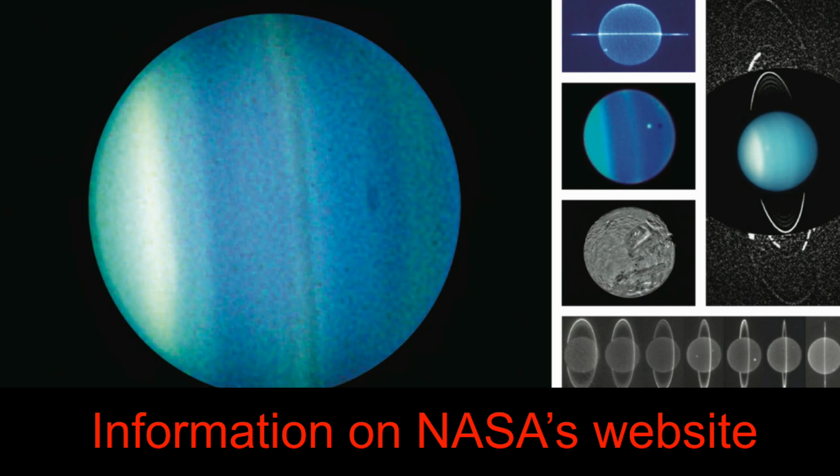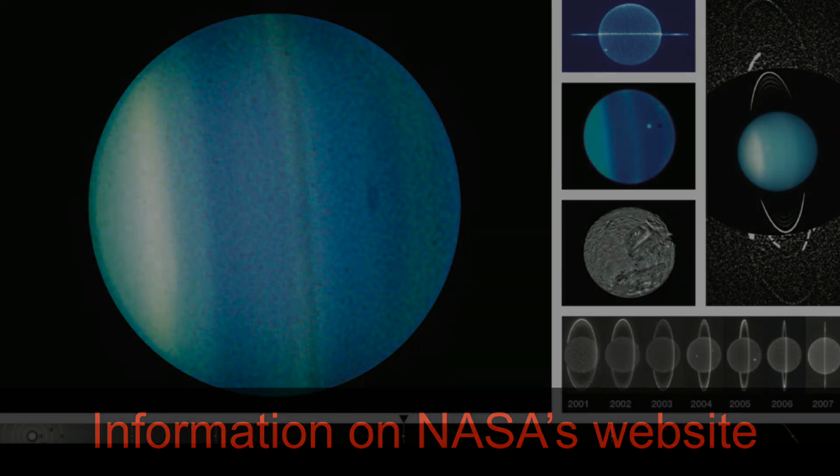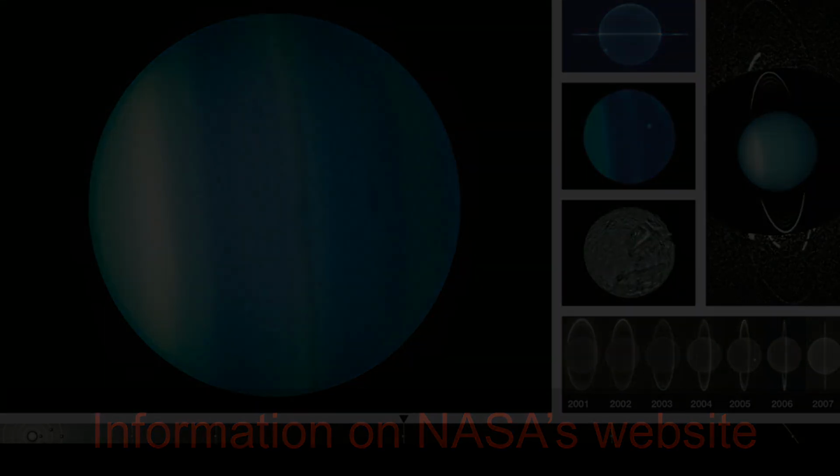Uranus has 27 known moons, named from characters from the works of William Shakespeare and Alexander Pope. The 5 major moons are Miranda, Ariel, Umbriel, Titania, and Oberon.